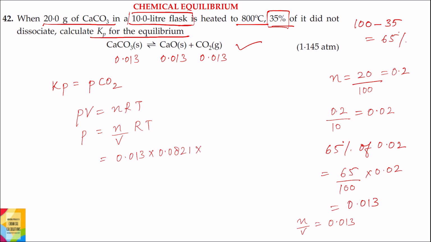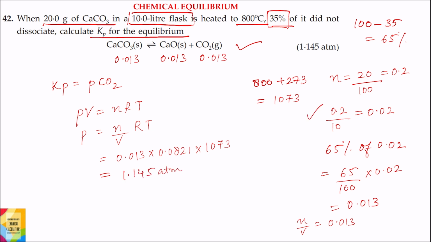Now what will be the temperature? Temperature is equal to temperature in centigrade plus 273. This will give the temperature in Kelvin. This is equal to 1073. So 0.013 into value of R, that is 0.0821, into temperature, that is 1073. So this is equal to 1.145 atmosphere.